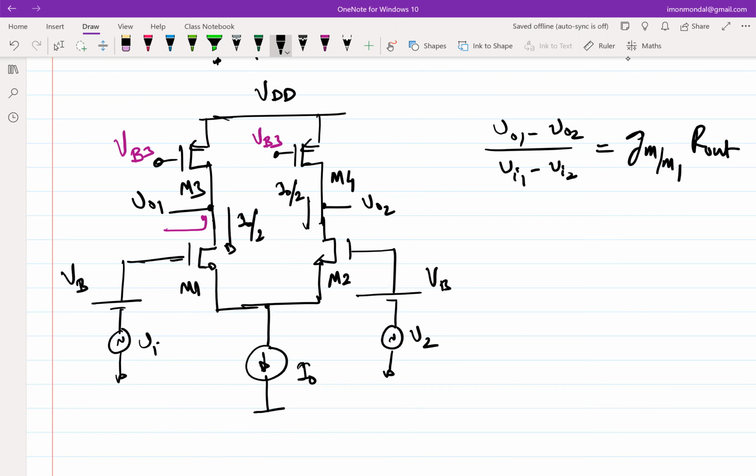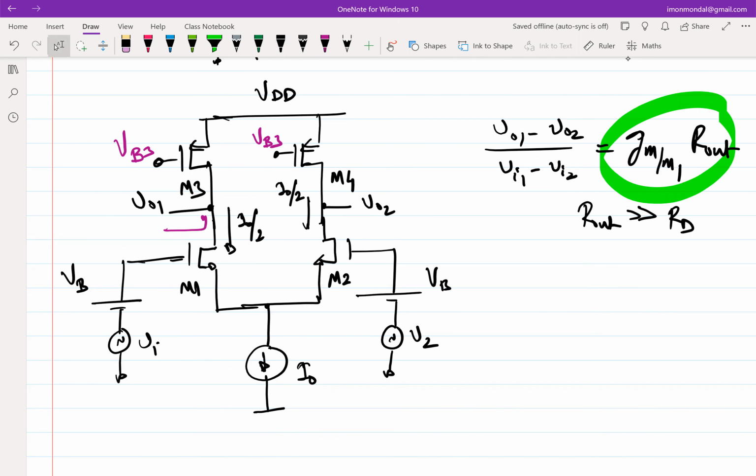So we got rid of that resistance and replaced it with an active load. Now the question is, this is the hope, right? This is the hope that we'll get this R out, and this R out will be much greater than RD. Before we get into what R out and RD will be, we need to ensure that this entire thing is biased properly.